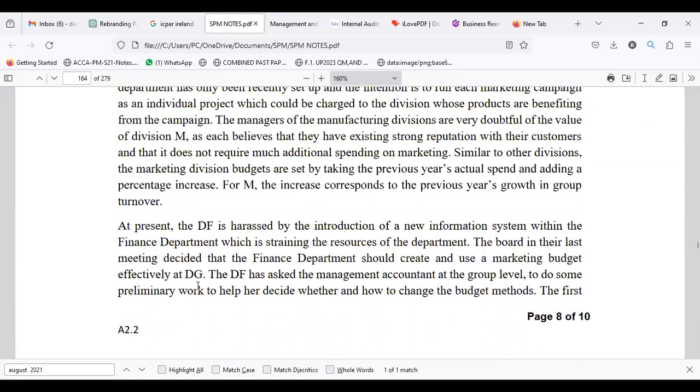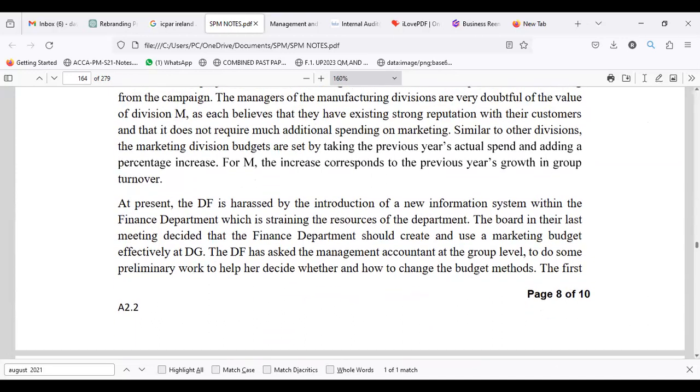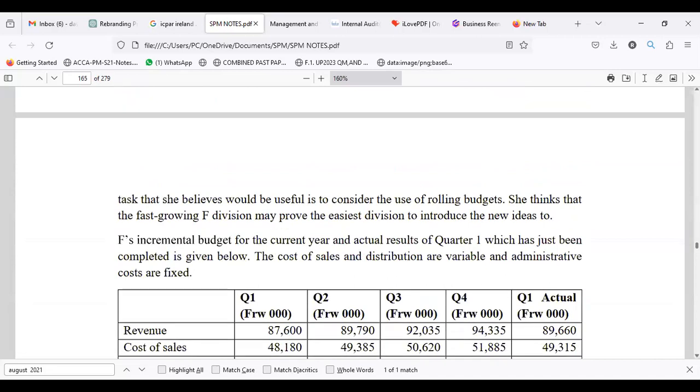So the DF has asked the management accountant at the group level to do some preliminary work to help her decide whether and how to change the budget methods. The first task that she believes would be useful is to consider the use of rolling budget. So rolling budget was introduced here.